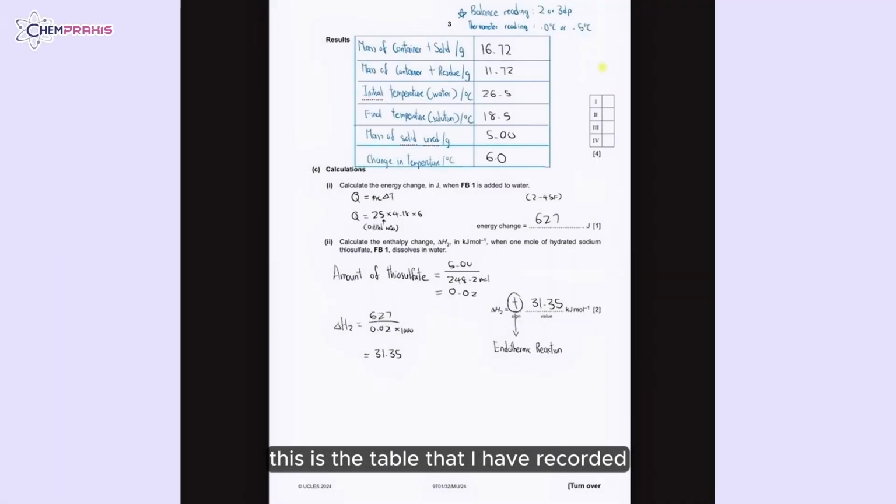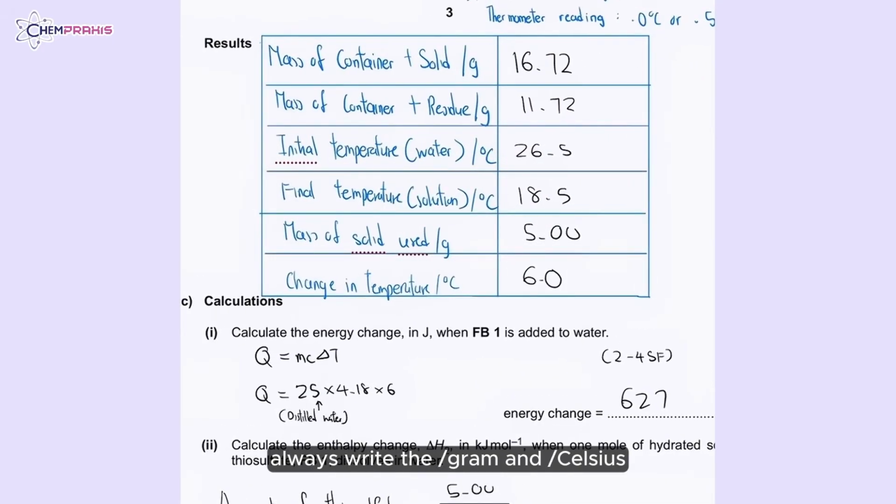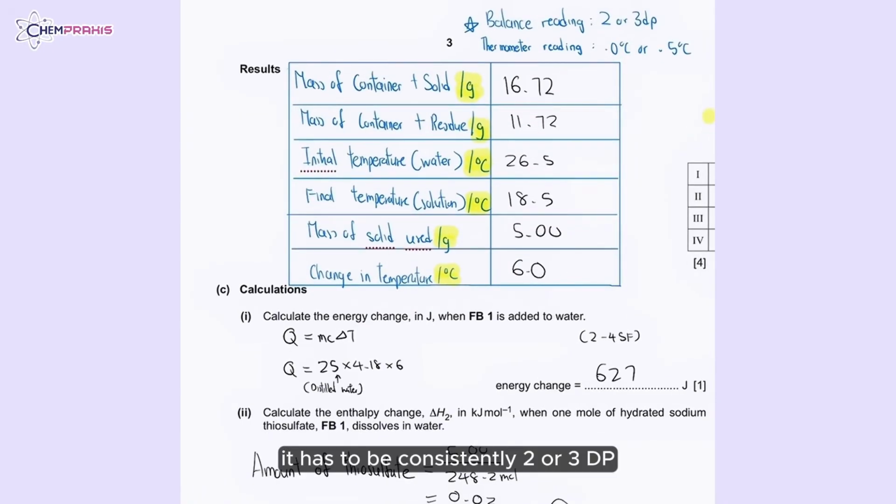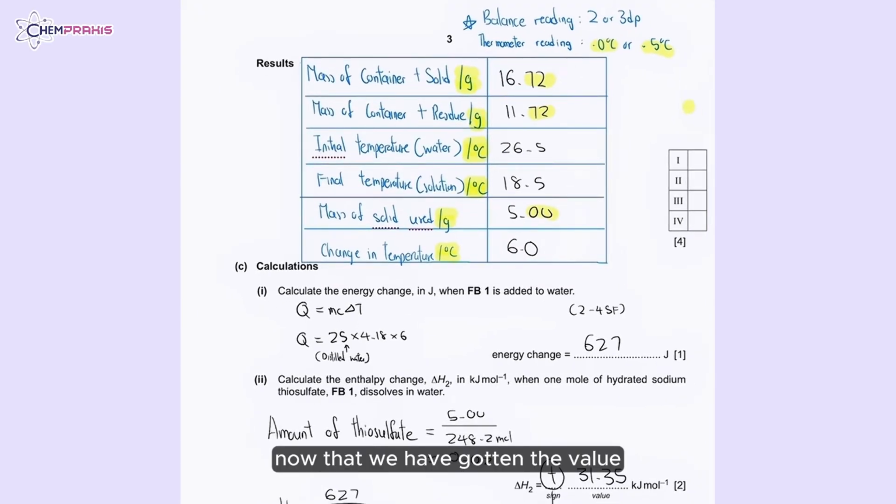This is the table that I have recorded, and these are all the values that I have recorded. Make sure to always write /g and /°C, and make sure that whenever you're recording the mass, it has to be consistently 2 or 3 d.p. And for the temperature, you need to make sure that you're using 0.0 °C or 0.5 °C. All of these are written above. Now that we have the values, let's move on to the calculations.